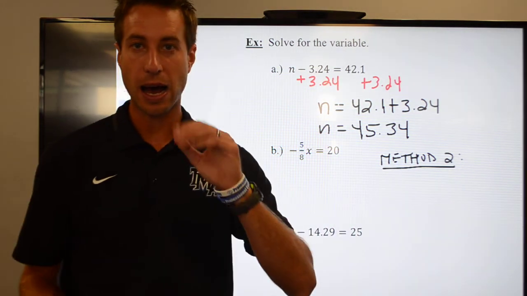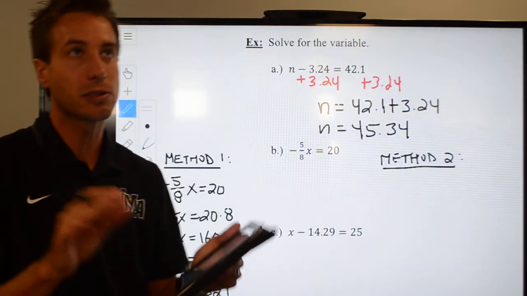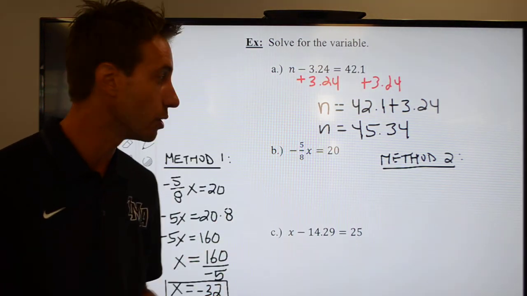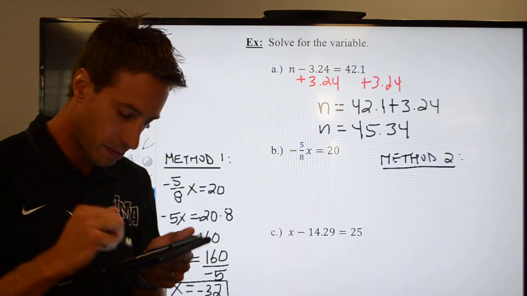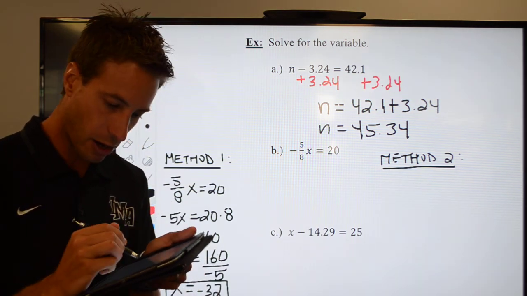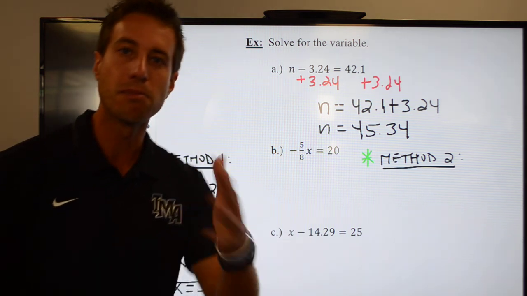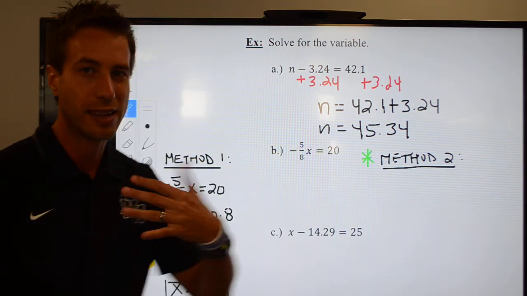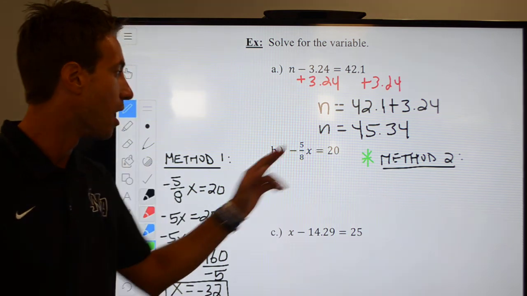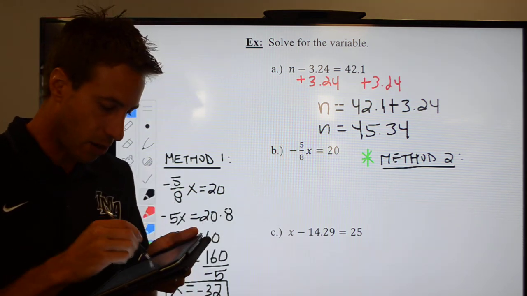Method 2. And I will say this, if you were to ask me, Mr. Orange, which method are you going to use? I'm always going to use method number 2. Let me put a little green star next to it. It is faster. I like it better. This is a little middle school, this is a much more high school way of dealing with this particular problem. So here we go.